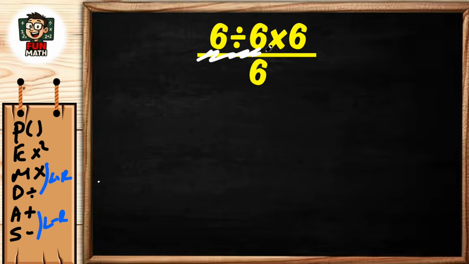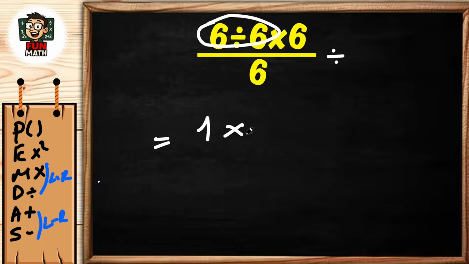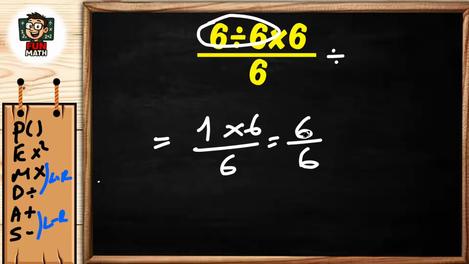This fraction bar represents division. The upper part of the fraction is done first. Here we have division and multiplication. The division on the left is done first. First division, 6 divided by 6 equals 1. Now multiplication, 1 times 6 equals 6. Finally division, 6 divided by 6 equals 1.